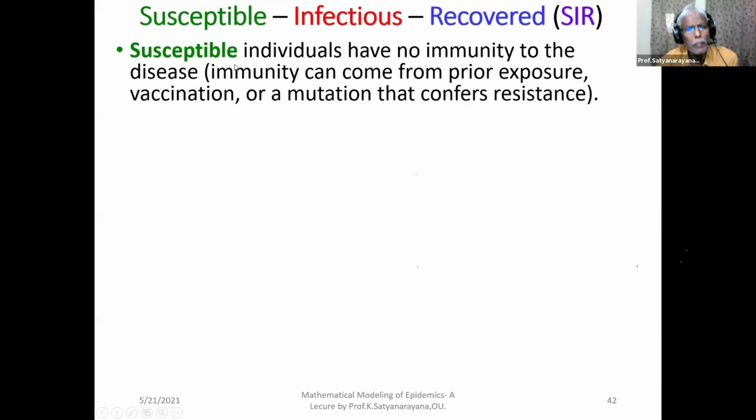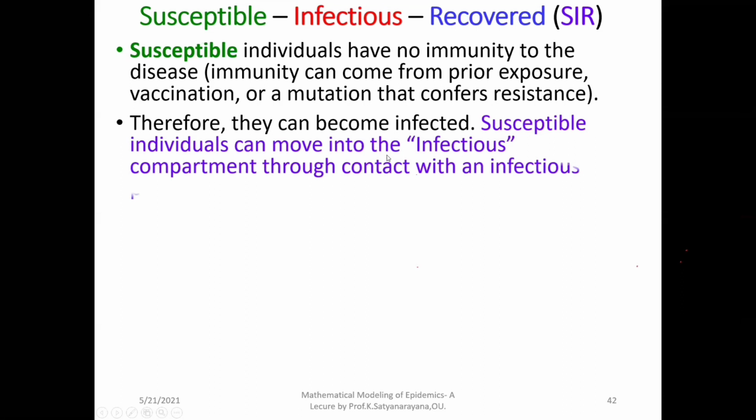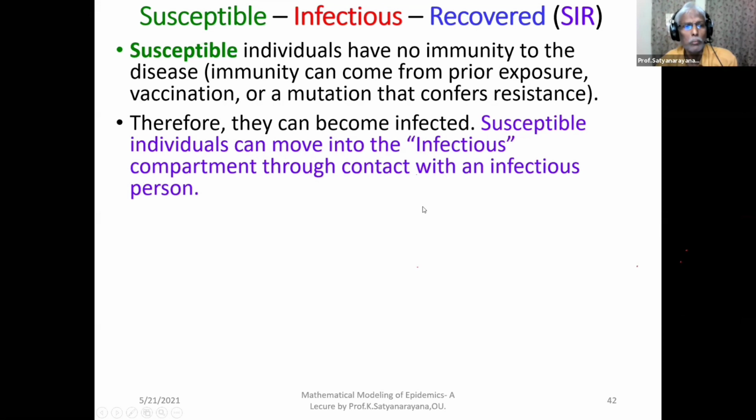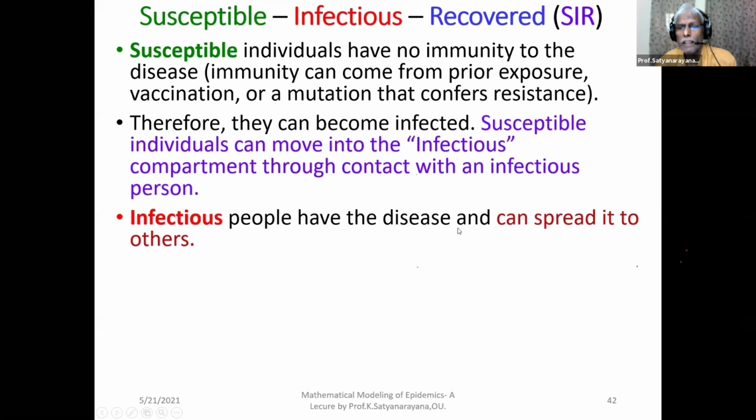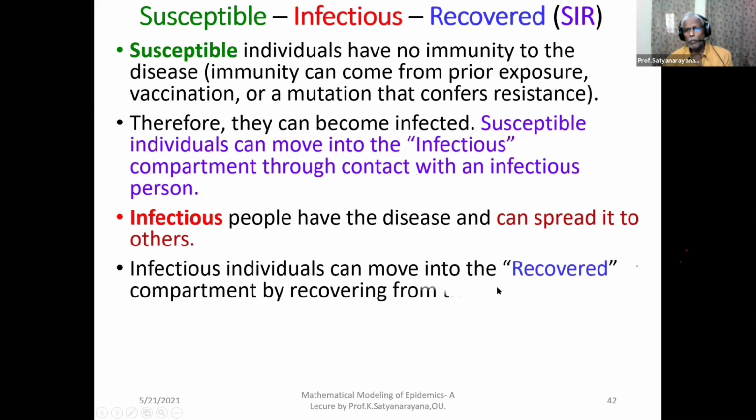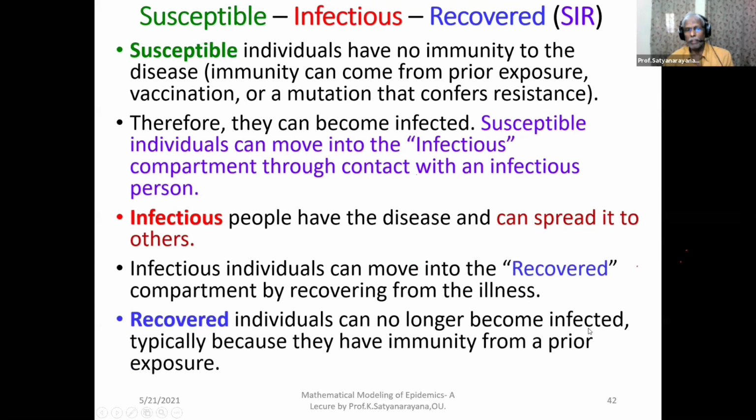In this susceptible population, there's someone who is infected. Therefore, others can become infected. Susceptible individuals can move into the infectious compartment through contact with an infectious person. Infectious people have the disease and can spread it to others. Infectious individuals can move into the recovered compartment by recovering from the illness or if they are dead. Recovered individuals can no longer become infected, typically because they have immunity from a prior exposure. So you have understood what the SIR model is.